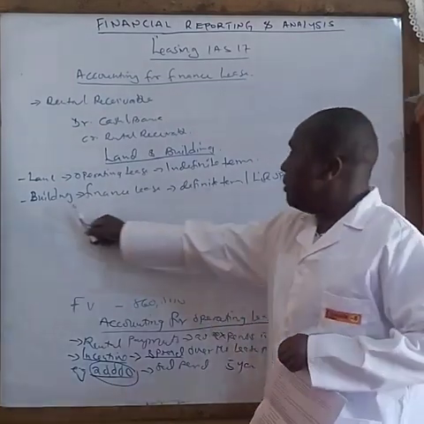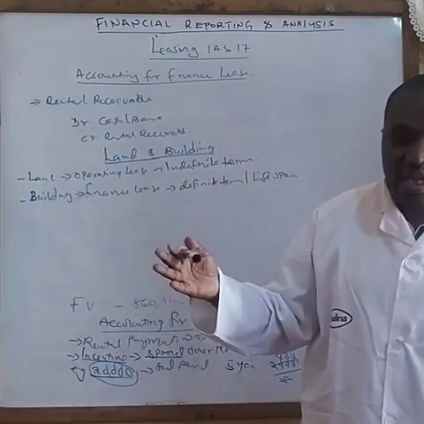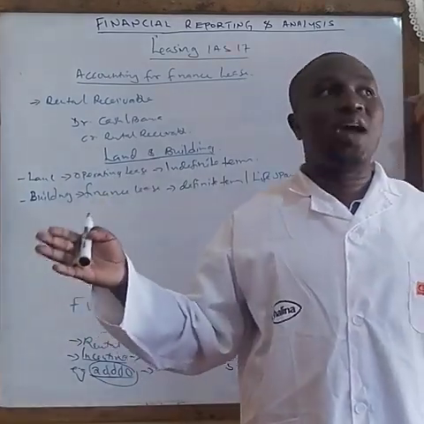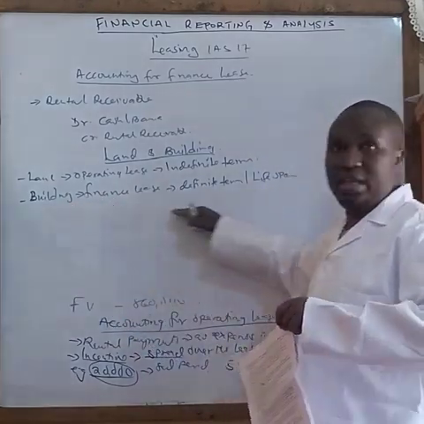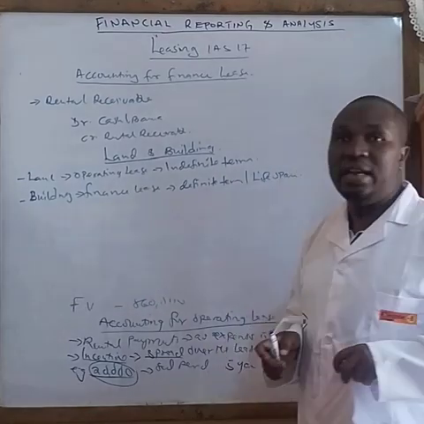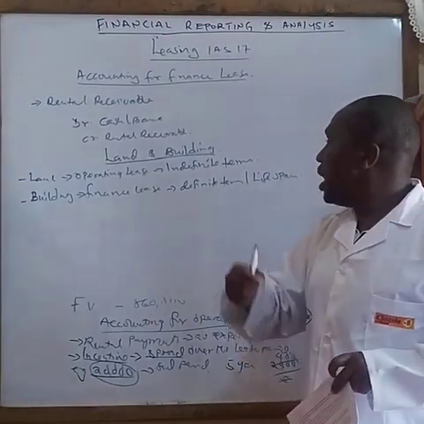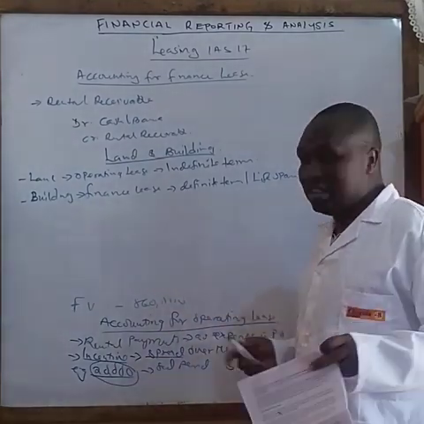Therefore, buildings cannot be classified under operating lease because they have a definite period. It has an economic life, and once that economic life is reached, automatically the building will be zero. Therefore, it will be classified under what? Finance lease, where substantial risks and rewards have been transferred.